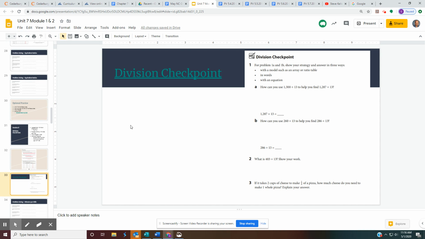All right, so we're going to start out with the division checkpoint today. It's just 3 questions. We just want to kind of look and see where we are at with the division. You can use any way that is a lot easier for you. You can use the array model. You can use a ratio table. You can figure it out with an equation if you know the standard algorithm. Please go ahead and answer the questions the way that it's supposed to be.